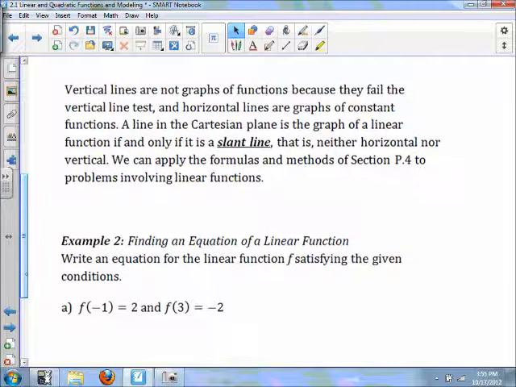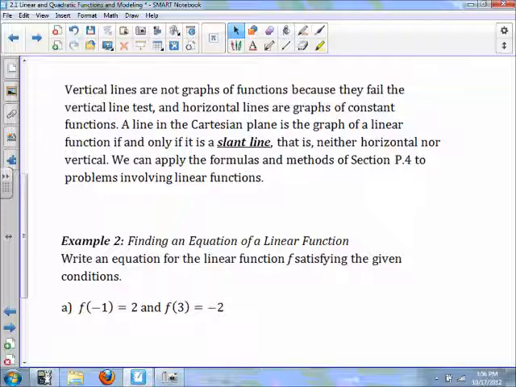Now, vertical lines are not graphs of functions because they fail the vertical line test, and horizontal lines are graphs of constant functions, or degree 0. A line in a Cartesian plane is the graph of a linear function if and only if it is a slant line, which means neither horizontal nor vertical.